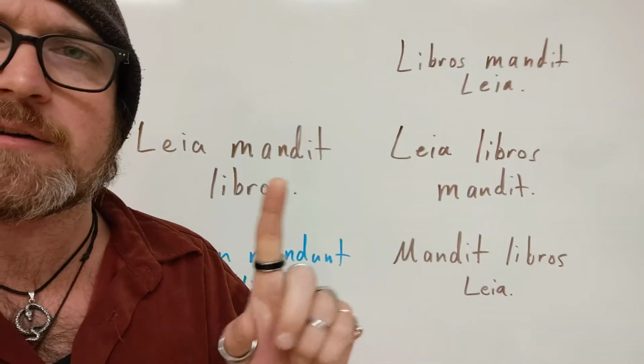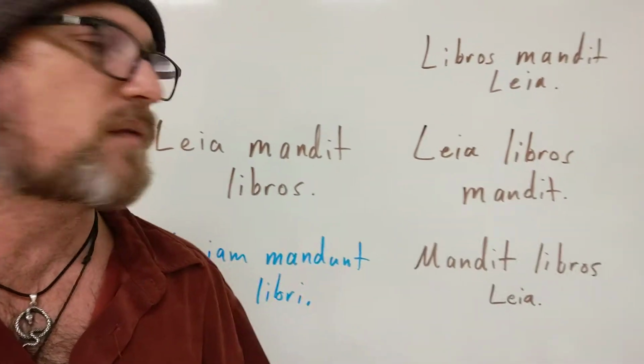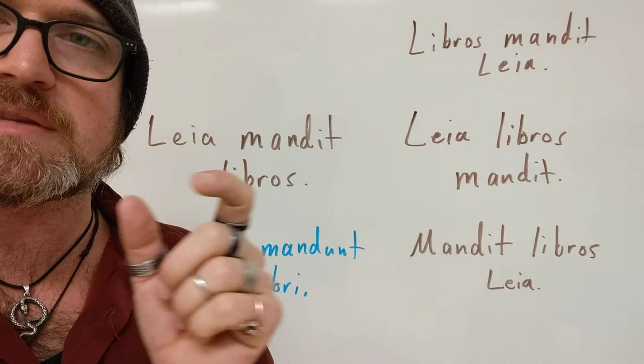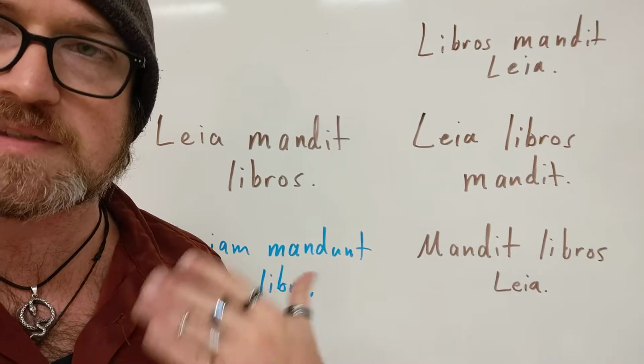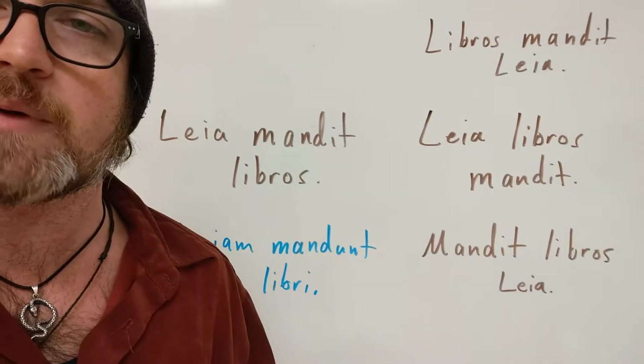And so it doesn't matter which one of any of these sentences written in brown that you see, they all mean Leia choose books, because there is the stem of each word that gives it its semantic meaning, and then there are the endings that tell you that it's a subject, a verb, and a direct object.